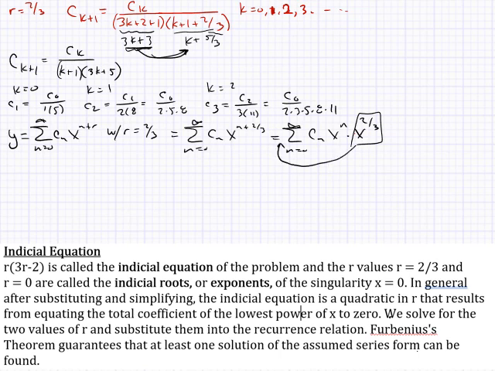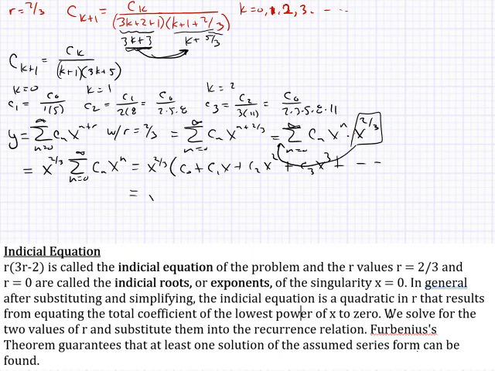So now I could say that the solution is x to the 2/3 times the sum of n equals 0 to infinity of c sub n x to the n, which if we wrote that out would be x to the 2/3 times c sub 0 plus c sub 1 x plus c sub 2 x squared, etc.